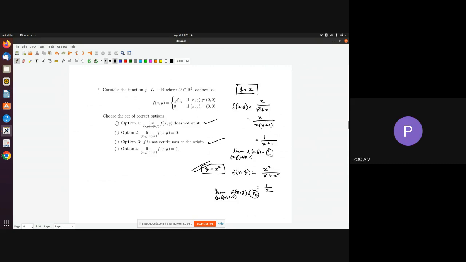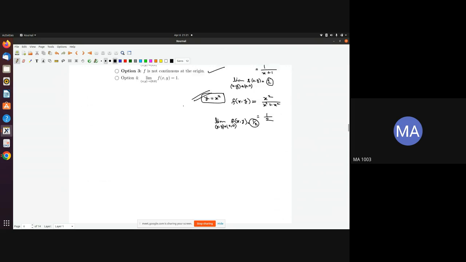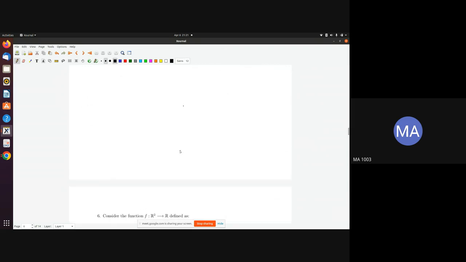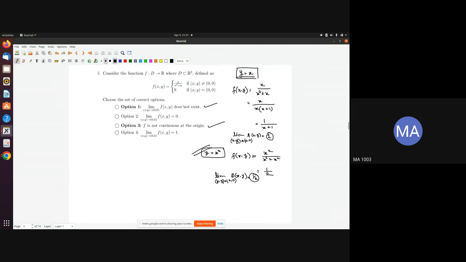Sir, you gave an idea for choosing the path. Can you give an idea for solving with the sandwich theorem? Yeah, I'll come to that. Sandwich theorem I have not done yet, but I will do that in one problem. Okay, so this problem is clear, right?